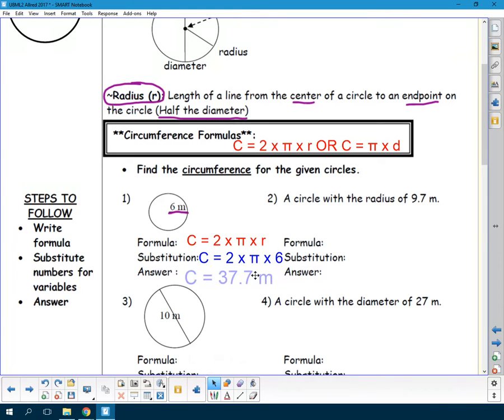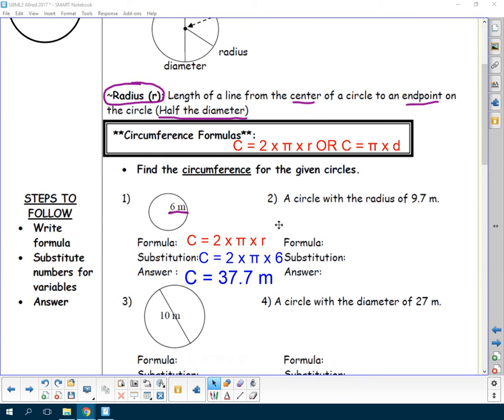If you multiply all those together, you get 37.699, 2 times pi times 6. And I rounded that to the nearest 10th place. I'm going to call it 37.7 meters. The reason I was able to just use meters and not meters squared is because the circumference is always a pure distance around a circle. So there's no need to square my units there.